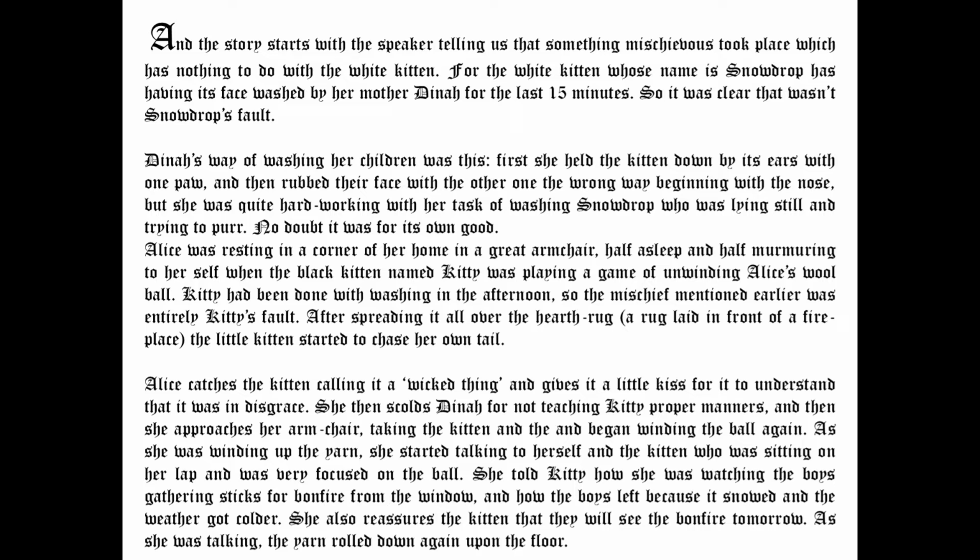Alice was resting in a corner of her home in a great armchair, half asleep and half murmuring to herself, when the black kitten named Kitty was playing a game of unwinding Alice's wool ball. Now we have followed our criminal. So as you can see, when we first read about it, there was some mischief that took place in the room. And this kitten named Kitty was the one behind all of this.